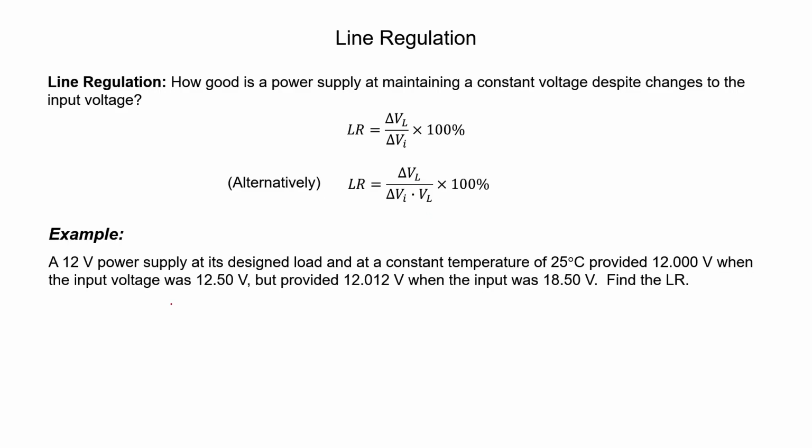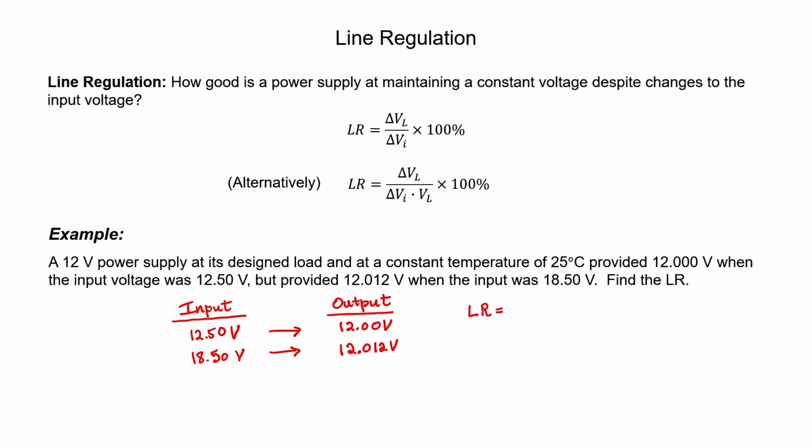Let's say that we have a 12-volt power supply at constant load, constant temperature, and it nominally provides us 12 volts with a particular input voltage, in this case 12.5 volts. However, we're told that when the input changes, the output also changes a little bit. Obviously, we would want this number to also be 12 volts. The fact that it's not 12 volts shows that the regulator is not perfect. The line regulation tells us how imperfect this particular voltage regulator is.